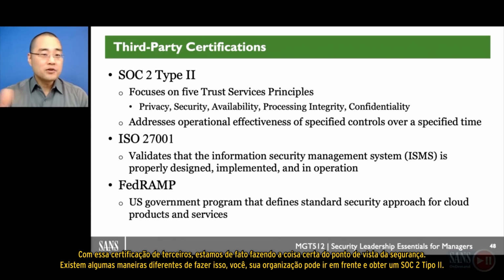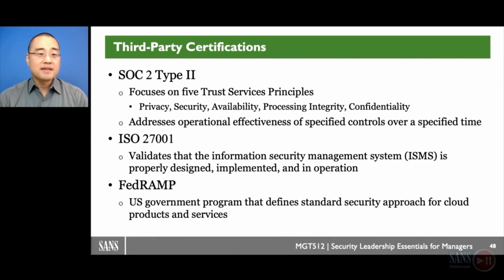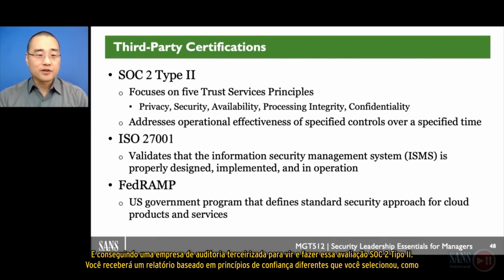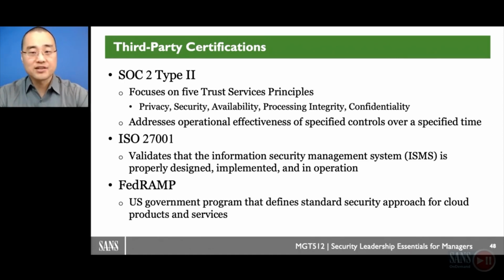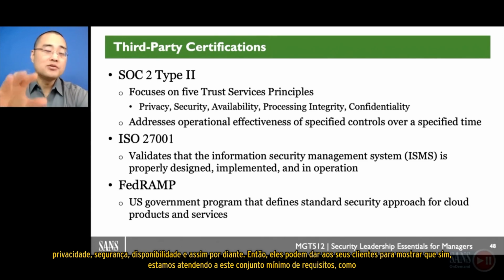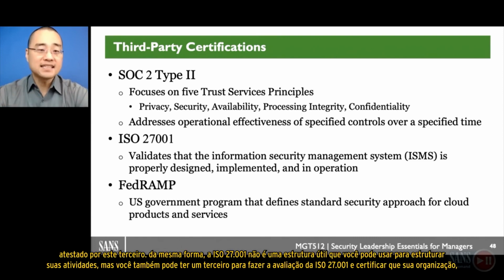Now, there are a few different ways that you can do this. Your organization can go ahead and get a SOC 2 Type 2, right? By getting a third-party auditing firm to come in and do this SOC 2 Type 2 assessment, you'll get a report based on a number of different trust principles that you select, like privacy, security, availability, and so on, that you can then give to your customers to show that, yes, we are meeting this minimum set of requirements as attested to by this third party.